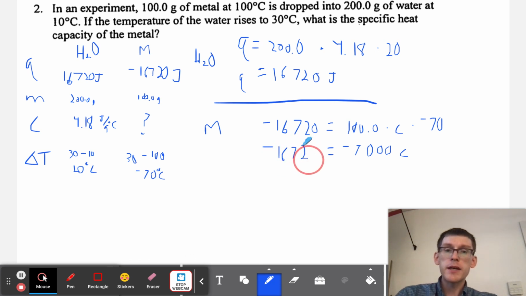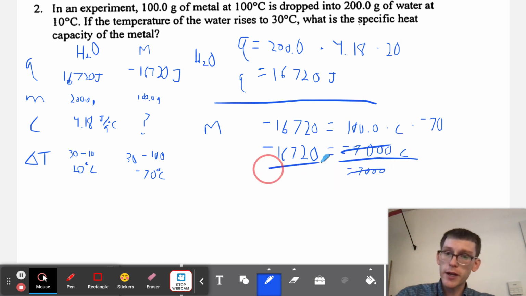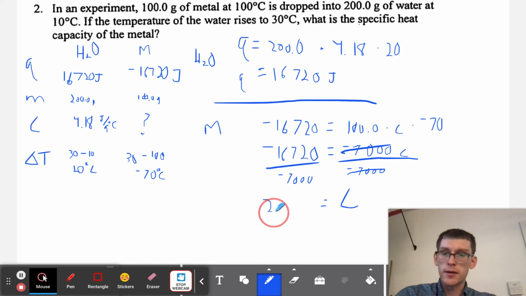And because we're trying to get our C on its own, and it's been multiplied by 7,000, to undo multiplication, we need to divide. So what I'm going to do here is divide by negative 7,000 on the right side, and that cancels out the negative 7,000 to leave C on its own. But if I do that on the right side, I need to also do it on the left side. And what we end up with is, again, C is on its own. So our C is equal to 2.4 joules per gram degree Celsius. And that is how you solve a heat transfer problem.